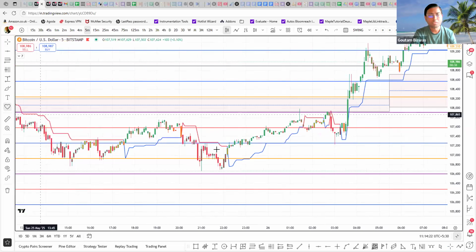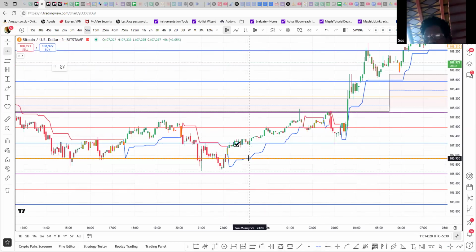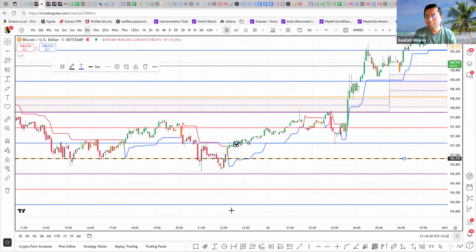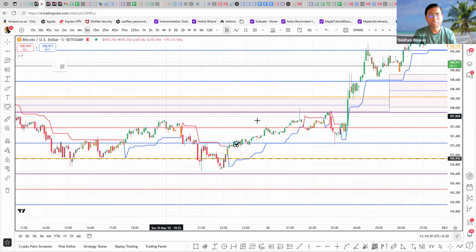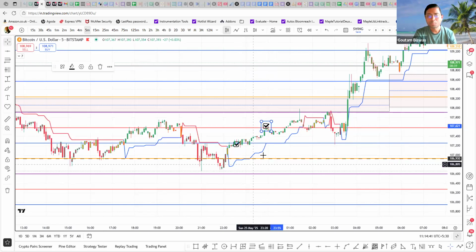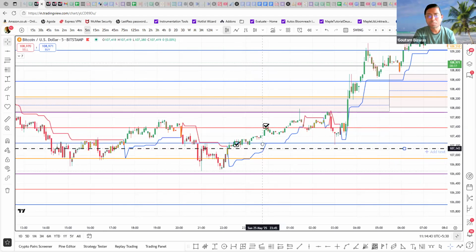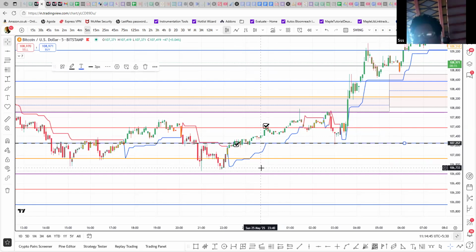So you could have entered long here. Any of these candles is fine. Your initial stop loss is here. This is your stop loss, the amount of risk you have to take in the trade. Then when you get your first target here, you move the initial stop loss to your cost, break even. That means you cannot lose in this trade.